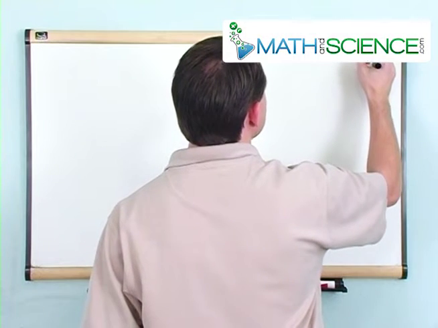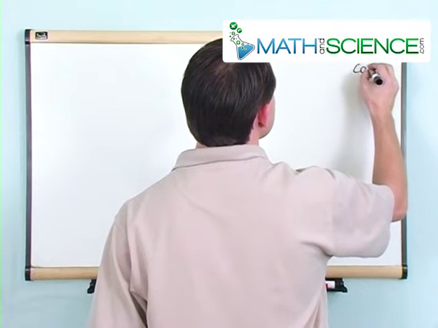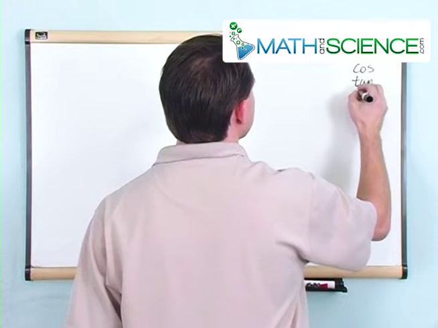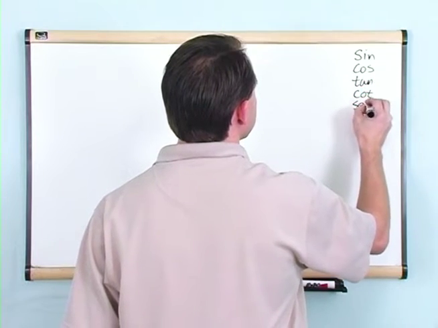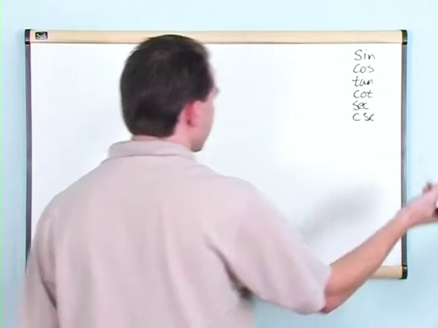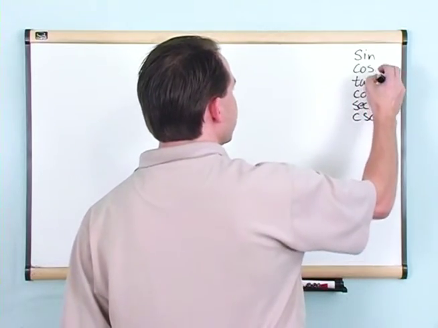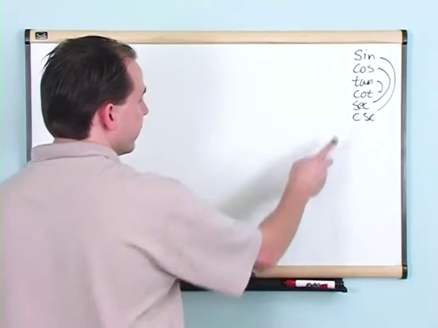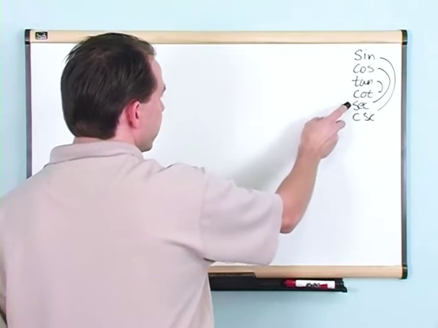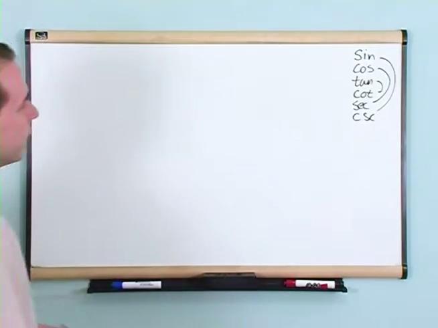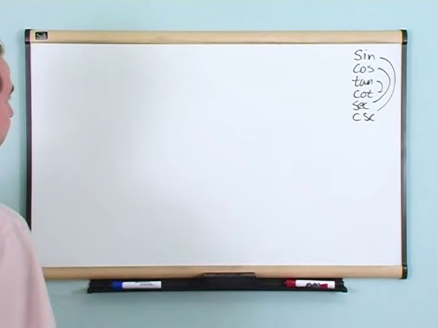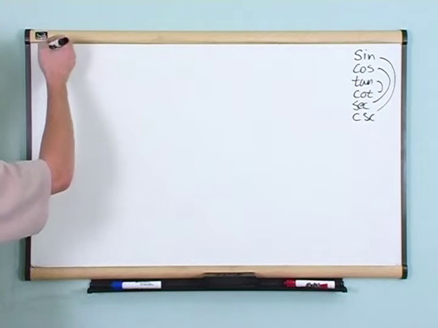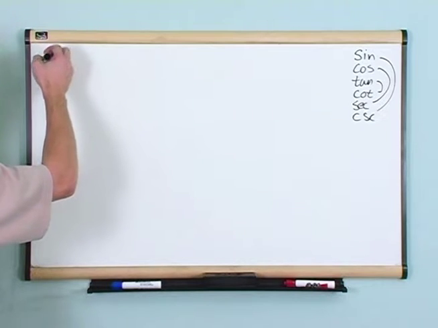If you recall, we wrote sine, cosine, tangent, cotangent, secant, and cosecant. And I taught you that if you draw a little rainbow here, you'll be able to write, for instance, cotangent as 1 over tangent, secant as 1 over cosine, etc. And those are actually trig identities. So let's go ahead and write them down, and we'll use them here in a minute to do some simplification.